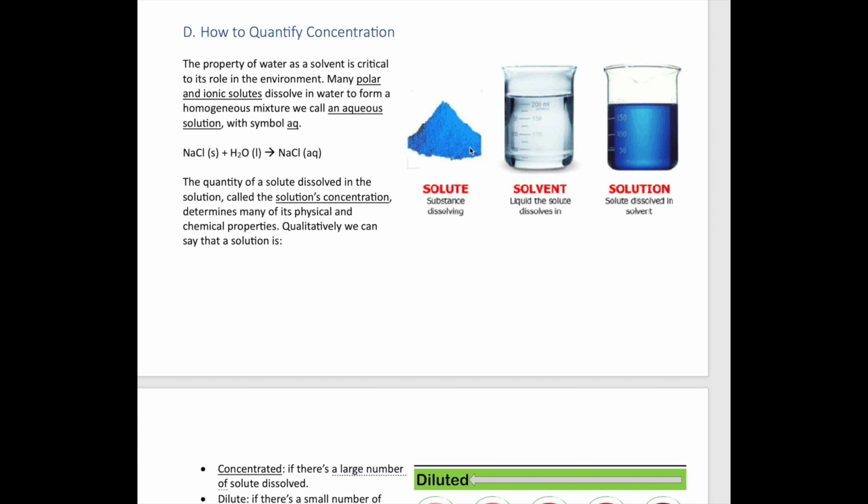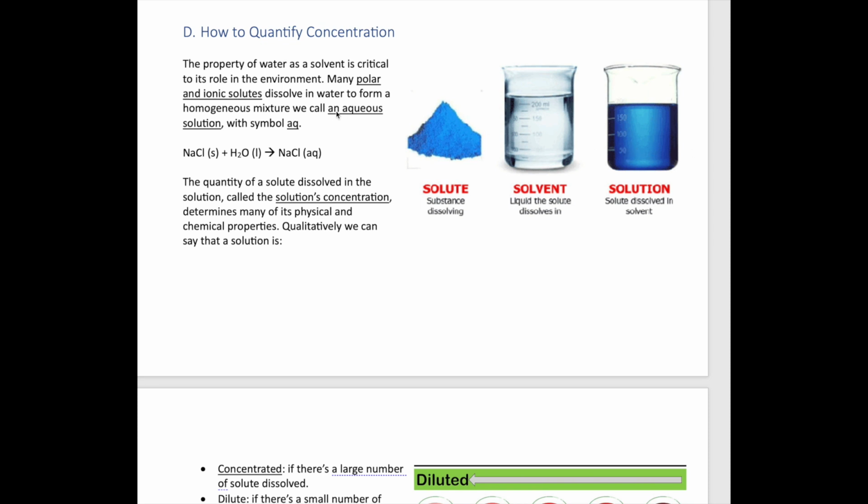That could be table salt, which is a solid, could be sugar, which is a solid. It could be a gas like carbon dioxide in your beverages. It could also be another liquid. For example, in wine, we have some ethanol or alcohol dissolved in water. So the solute could be anything. The solvent in this case is water. When you mix the two together, you get the solution.